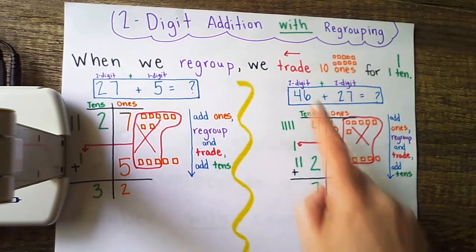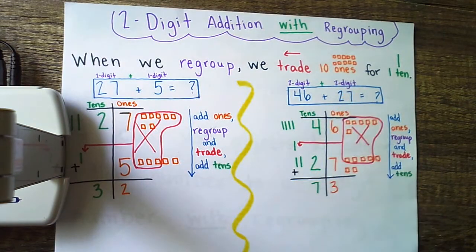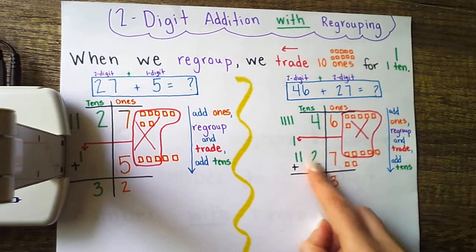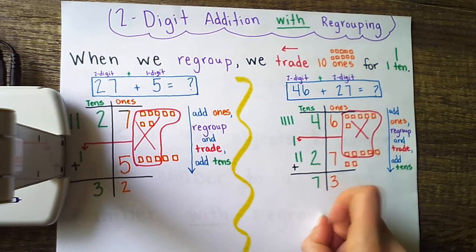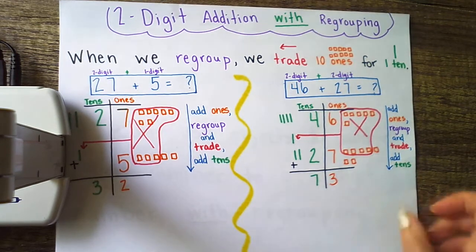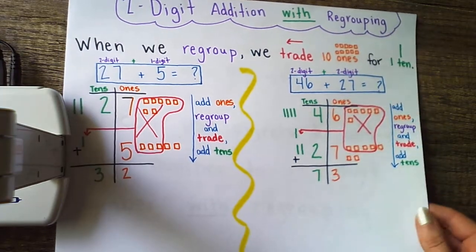Today we're moving on to adding two-digit numbers plus two-digit numbers. Our process is exactly the same. It's just that now we're going to have some more digits that we need to work with. So we have to be careful when we set up our problems. So let's get on to our first problem.